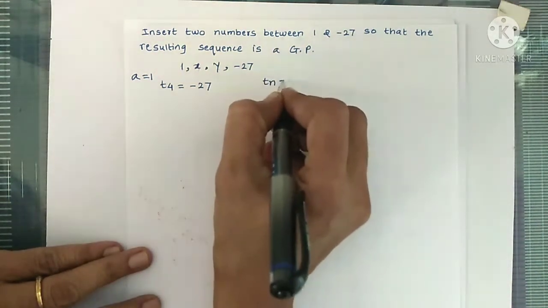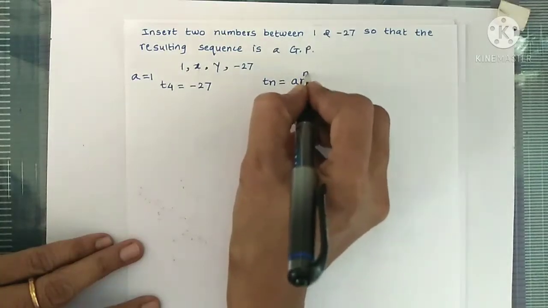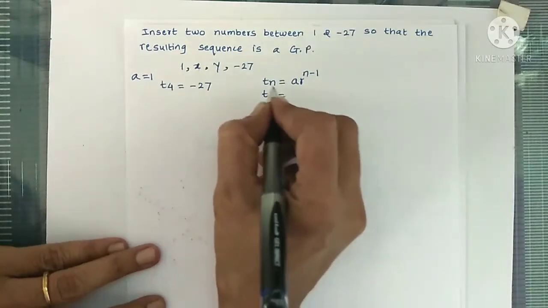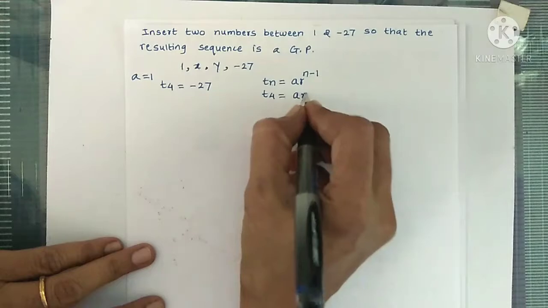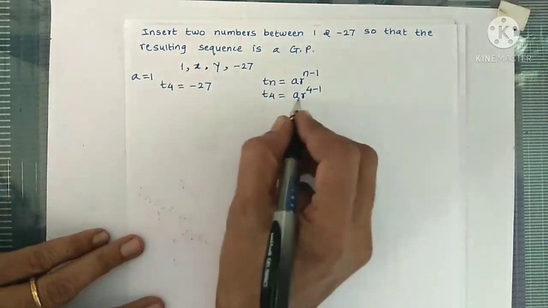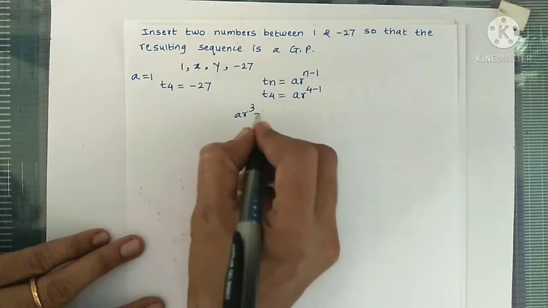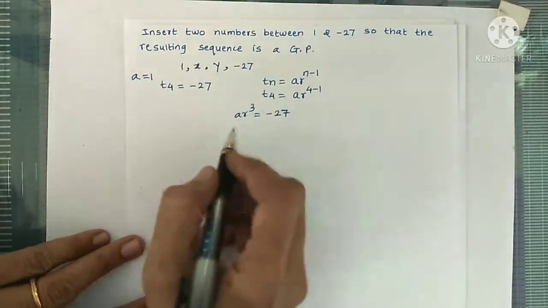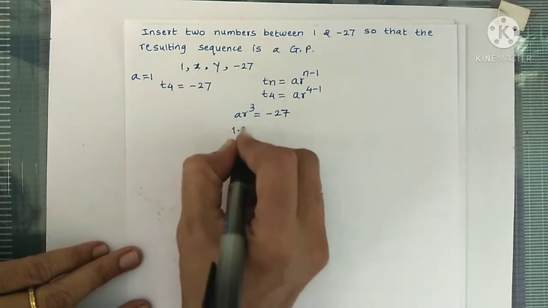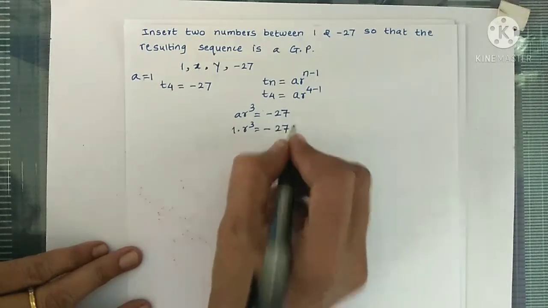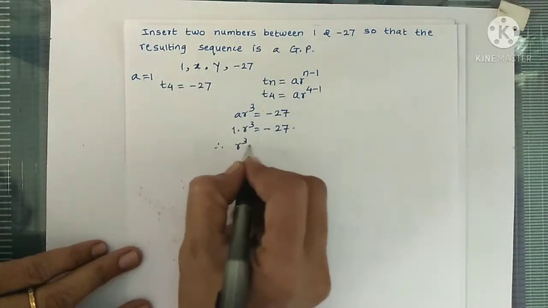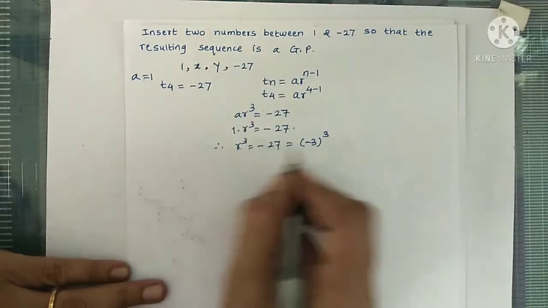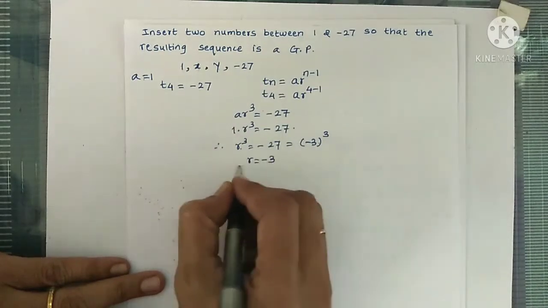But we know the formula for nth term of a GP. It is A r raised to n minus 1. So when we put n equal to 4, this becomes A r raised to 4 minus 1, that means A r raised to 3. But the value of A r raised to 3 is given as -27. T4 is known, and the value of A is also known. It is 1. So 1 into r cube equals -27. Therefore r cube equals -27, which is -3 cube. That means the value of r is -3.